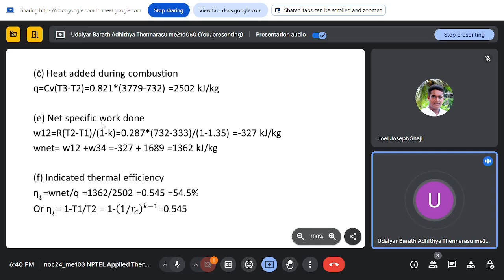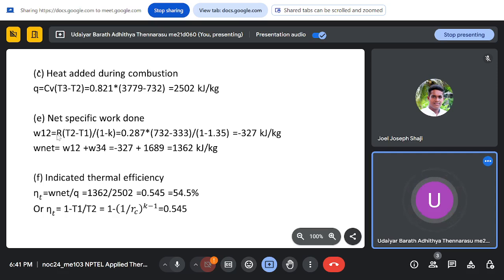Next is net specific work done. To find out net specific work done, we have already found out the work done during the expansion process, 3 to 4. Now you need to find out how much work you are giving in for the compression. Practically we saw that this is done using the flywheel. So here we have to see how much work is done during the compression.